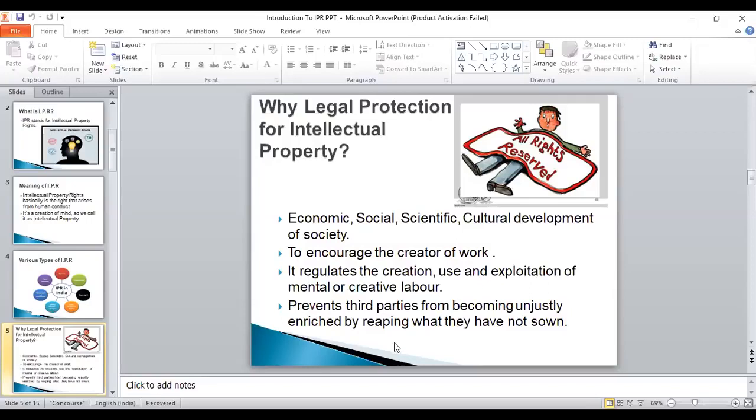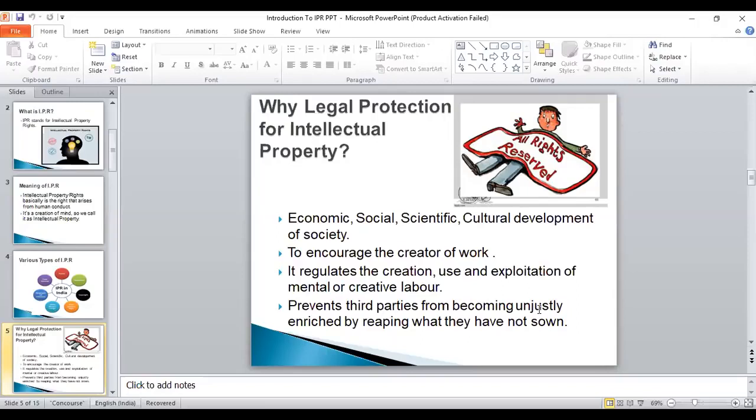The last point is very important. We give legal protection to IPR so that a third person cannot take benefit out of what you have created. For what you have given your best, your hard work, the third person should not enrich himself from it without making a simple effort.